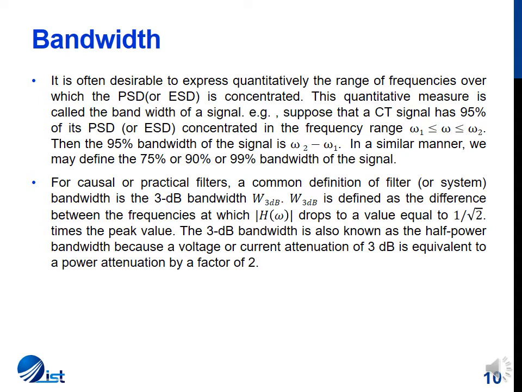3 dB bandwidth is also known as half power bandwidth because the voltage or current attenuation at 3 dB is equivalent to a power attenuation by a factor of 2, because it is equal to (1 by root 2) squared, which is 1 by 2.